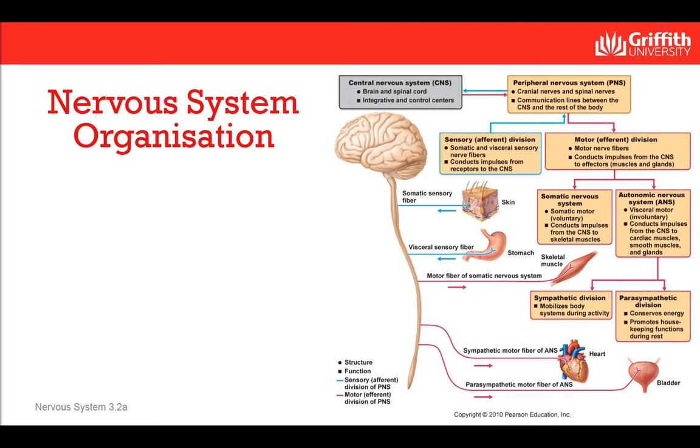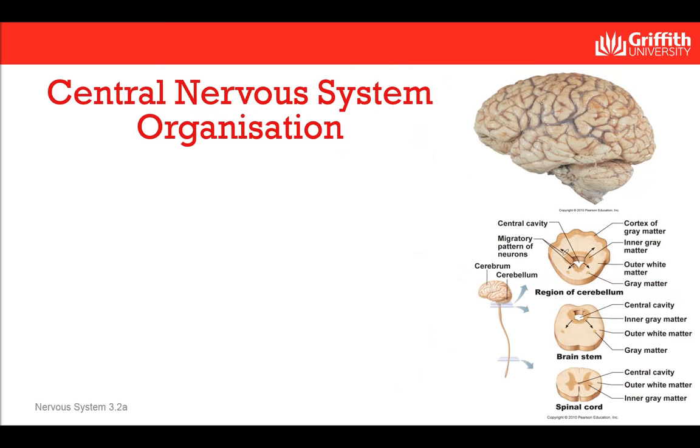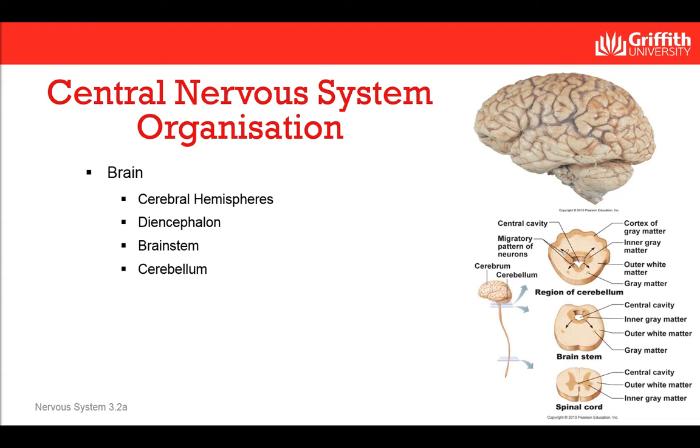To start with, let's review how the nervous system is organized. The central nervous system consists of the brain and the spinal cord, and is essentially the master controller of the nervous system as a whole. The adult brain contains four regions that we will discuss: the cerebral hemispheres, the diencephalon, the brainstem, and the cerebellum. The remainder of the central nervous system consists of the spinal cord.